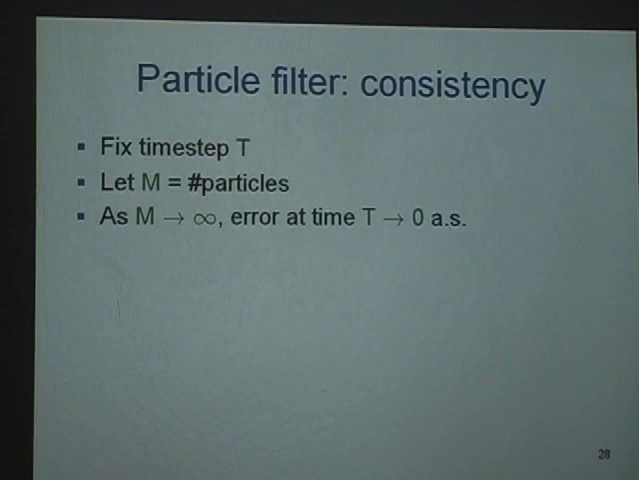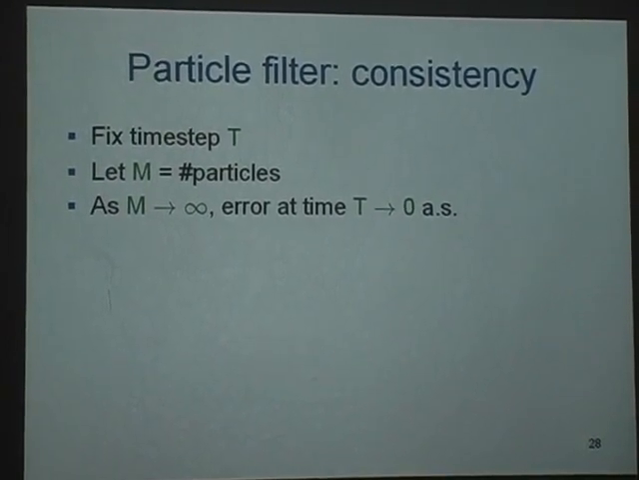What is known about particle filtering is consistency. To be precise, let's fix a time step t. Let's say t equals 100. And let m be the number of particles. What we can show is that if you imagine running particle filtering with m particles up to time step t, and consider the error that you accrue by doing this, this is a random quantity. And as the number of particles goes to infinity, this random quantity goes to zero almost surely. That's good. That's certainly necessary for the algorithm to be reasonable.